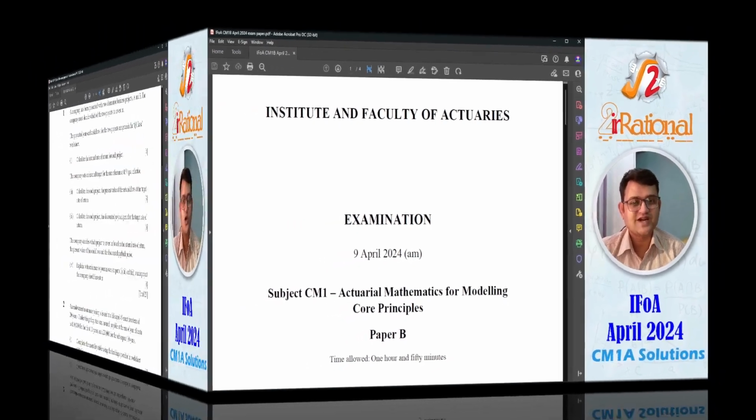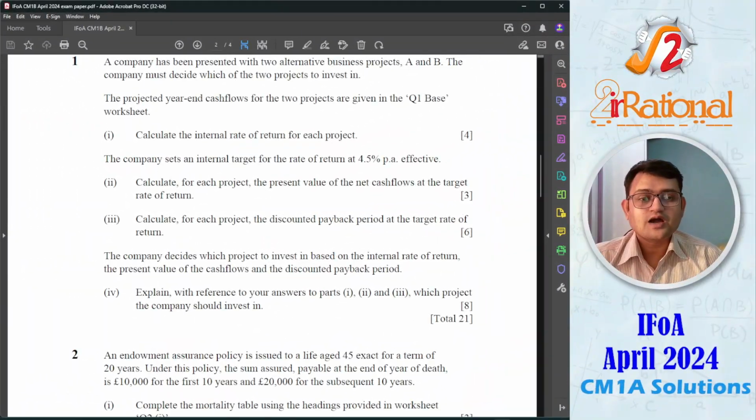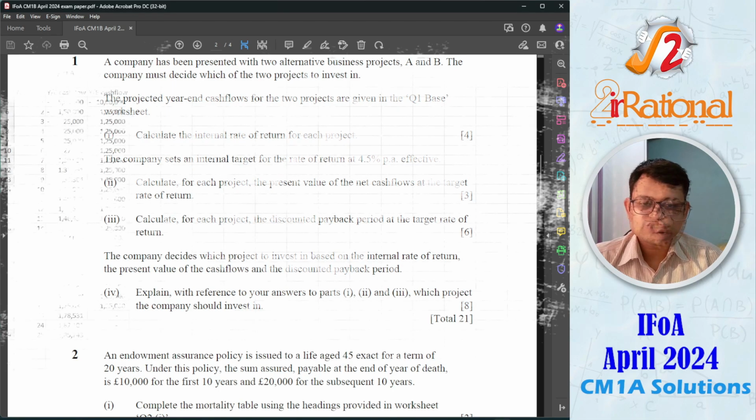And let's get started. Question number 1. A company has been presented with two alternative business projects A and B. The company must decide which of the two projects to invest in. The project year-end cash flows for the two projects are given in the question 1 base worksheet. Calculate the internal rate of return for each project.